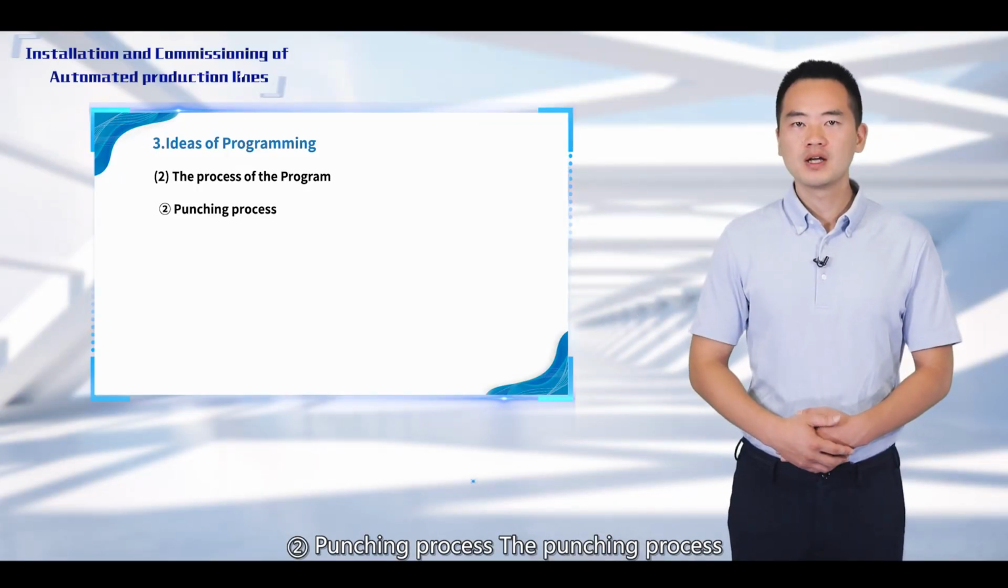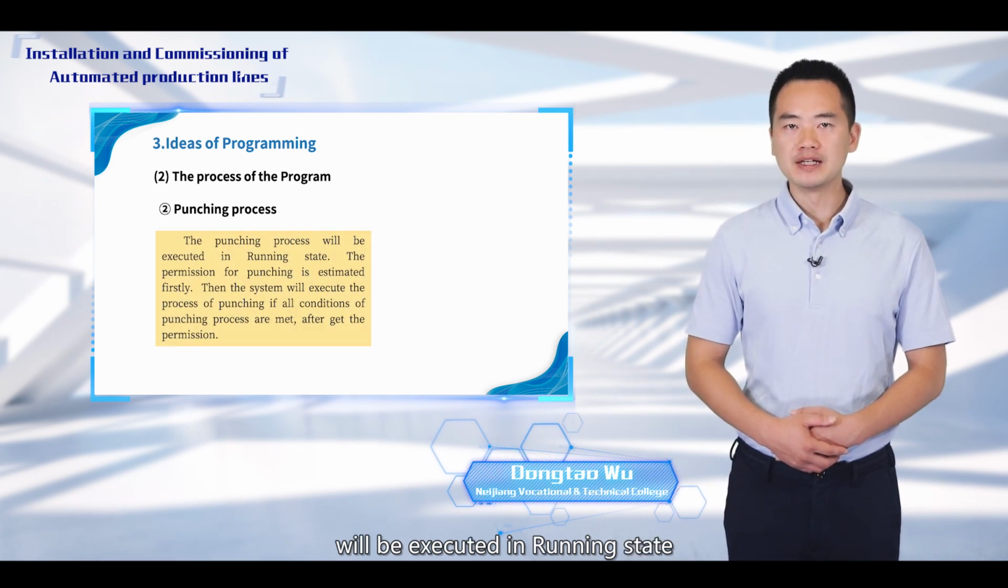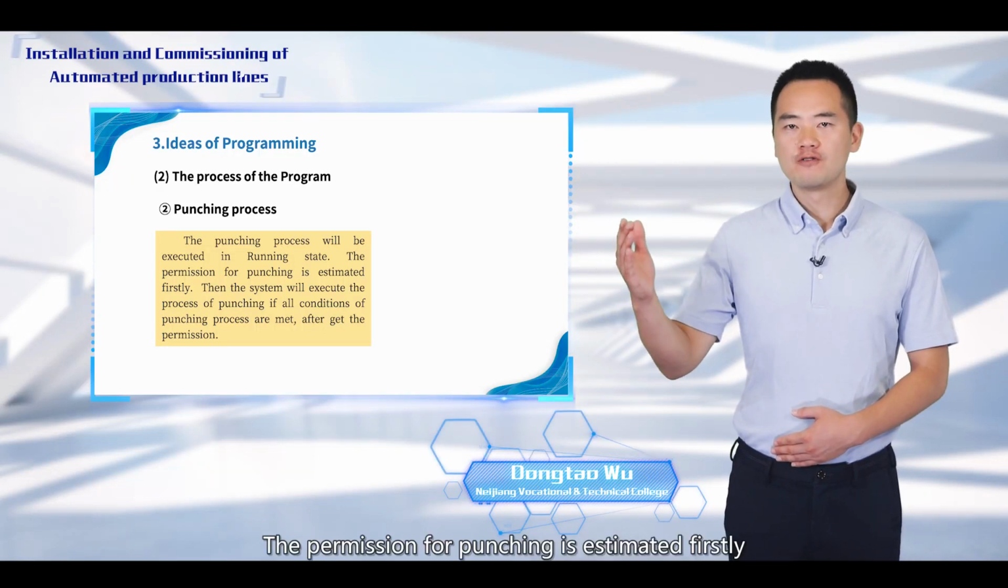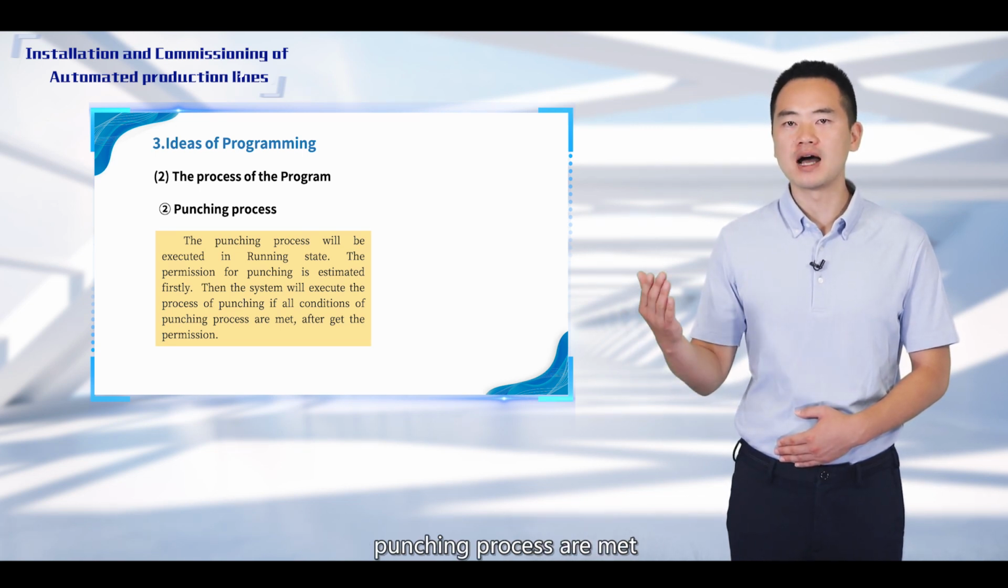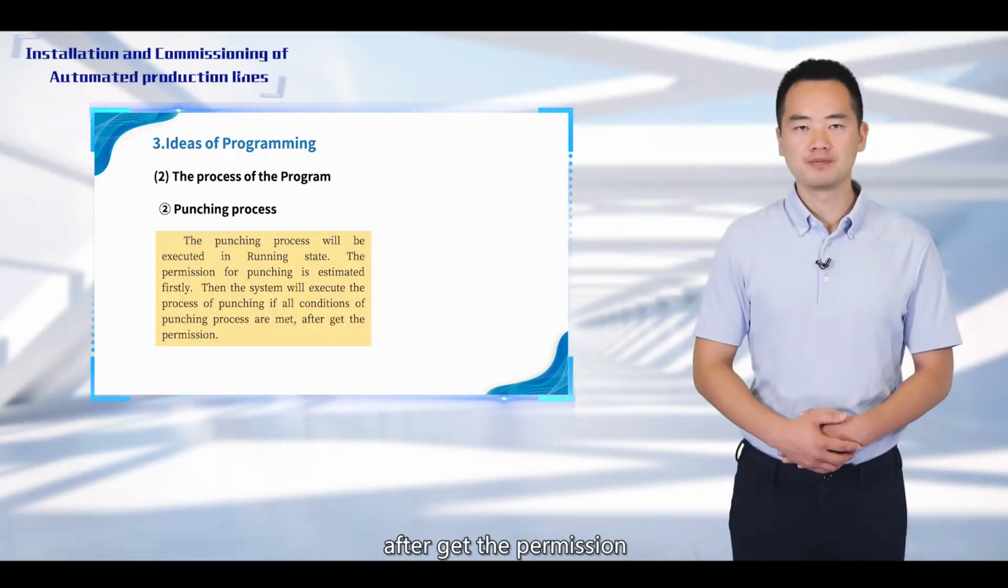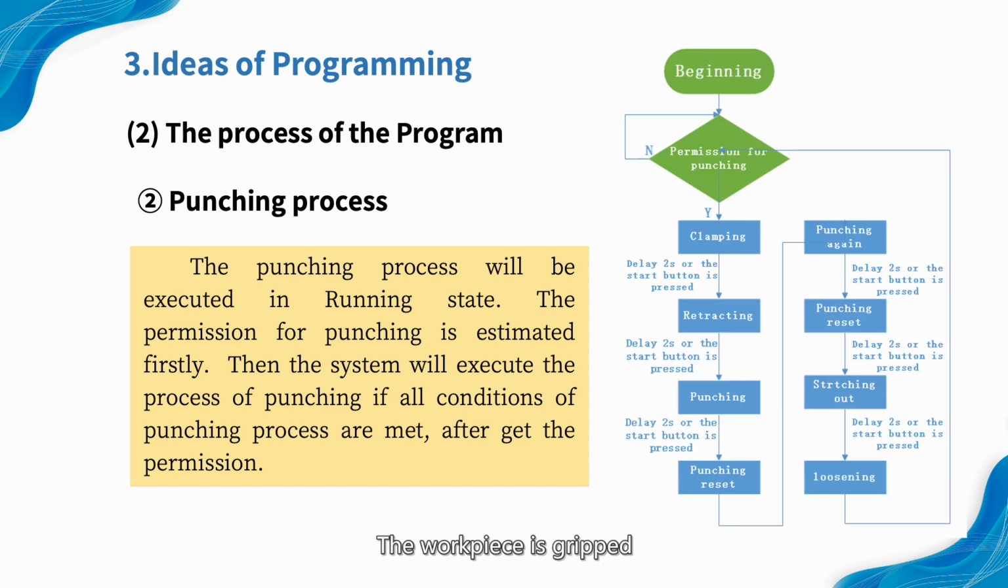Punching process. The punching process will be executed in running state. The permission for punching is estimated firstly. Then the system will execute the process of punching if all conditions of punching process are met. After getting the permission, the workpiece is gripped by clamping cylinder firstly. Then the sliding punch table transfers the workpiece to the punching area by retracting. After that, the workpiece will be punched twice by the punching mechanism. Finally, the workpiece will be transferred to the default position by the sliding punching table.